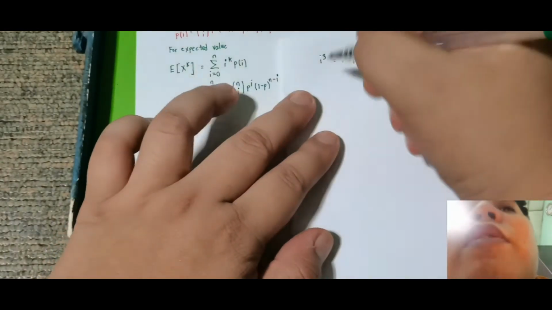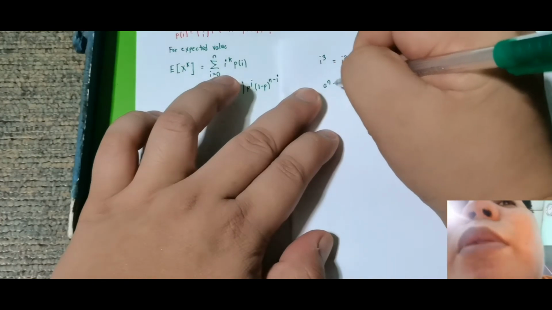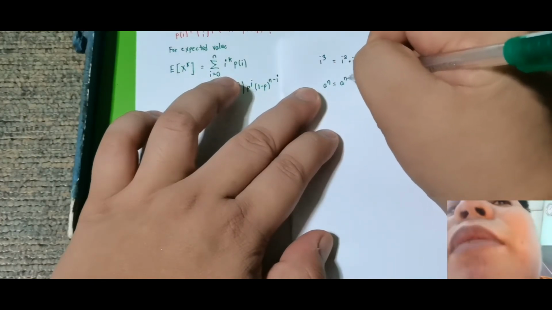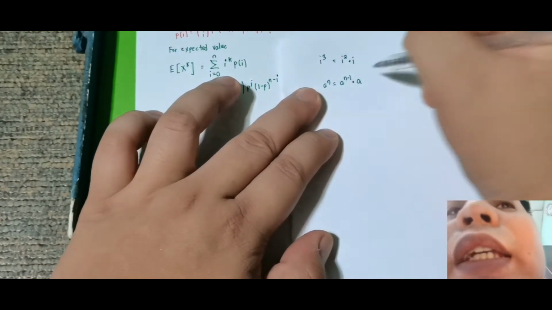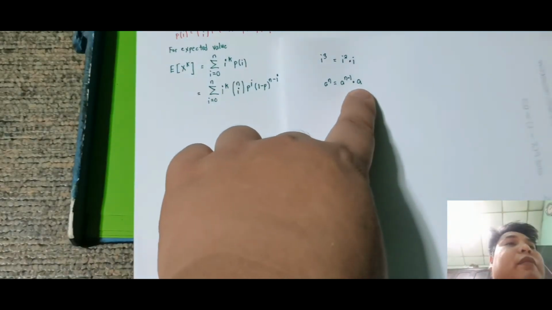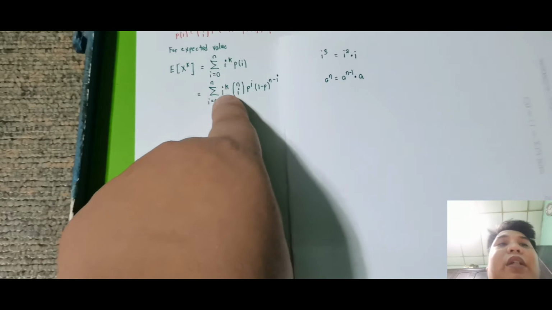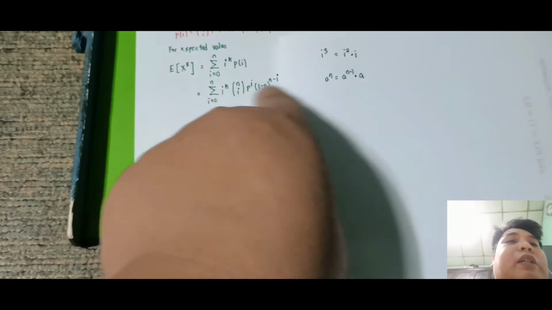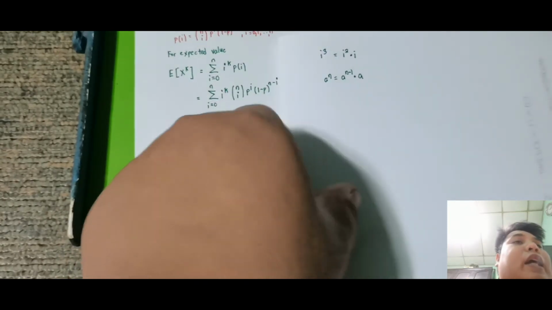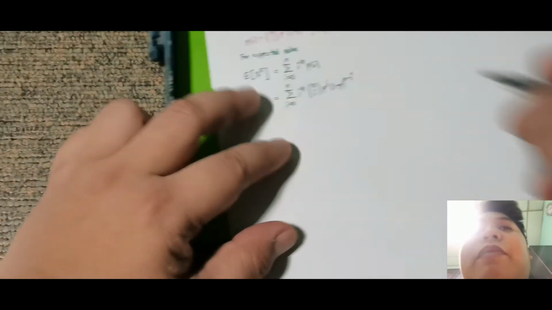Meaning, kung meron akong a raised to n, magbabawas ako ng isa. This is a raised to n minus 1 times a. Kumbaga, may na-multiply ako ng isa. Ganun yung gagawin ko sa i raised to k sa p raised to i: magbabawas ako ng isang i para makapaglabas ako ng i, tapos makapaglabas ako ng p.